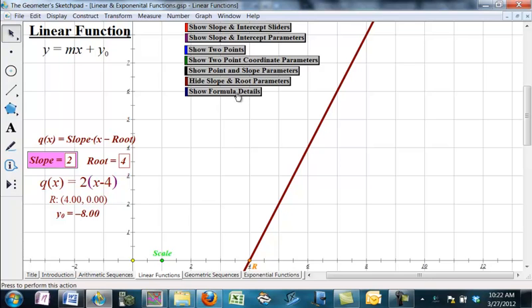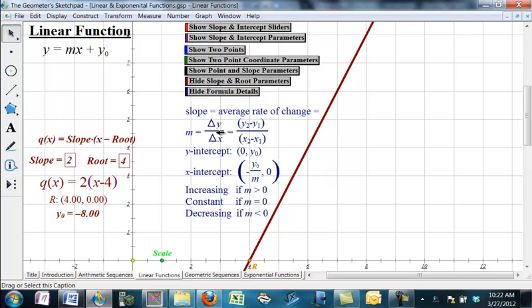So the slope is the average rate of change. It's delta y over delta x. That is y2 minus y1 divided by x2 minus x1, where (x1, y1) is a point on the graph, and (x2, y2) is a point on the graph. The y-intercept is (0, y sub 0). The x-intercept is (x sub 0, 0), and notice that the opposite of y0 over m is x sub 0, so there's a relationship between the intercepts. The function is increasing if the slope is positive, it's constant if the slope is 0, and if the slope is negative, it's decreasing.